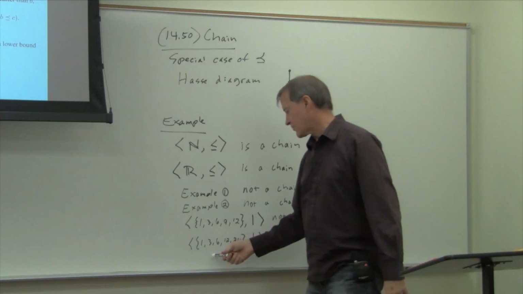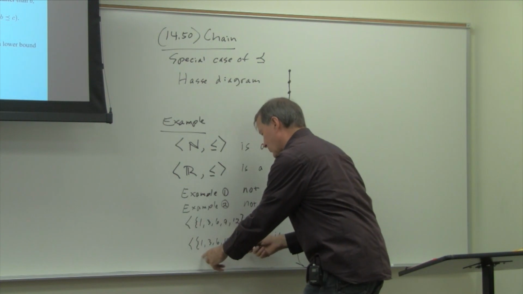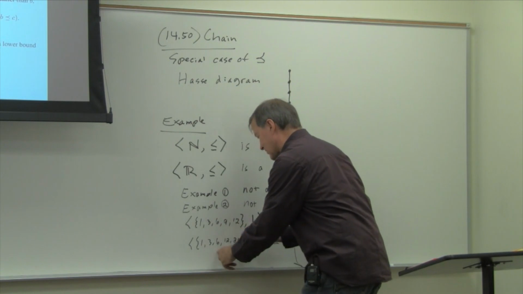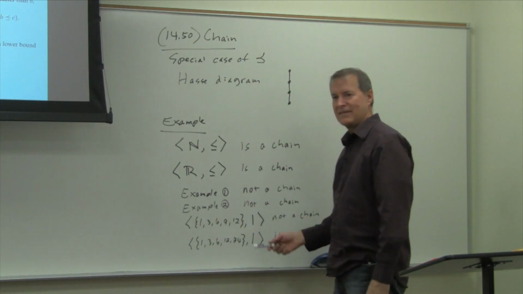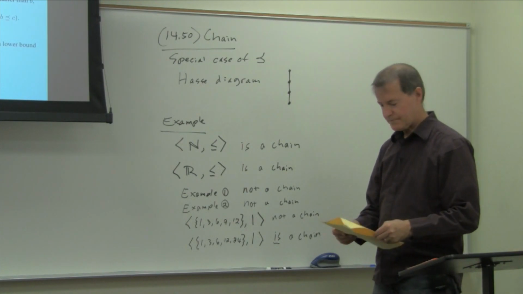So 1 divides 3. 1 is related to 3, 6, 12, 24. 3 is related to 1, 6, 12, 24. 6 is related to 1, 3, 12. They're all related.